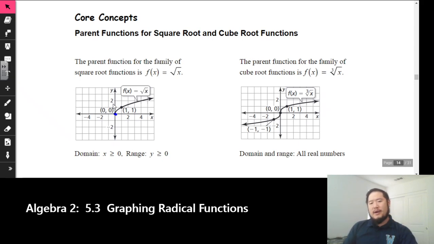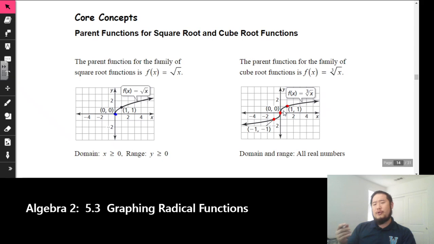Now, for the next one, we have the parent function for a cube root. A cube root happens to have this S-shaped graph. There are three main points that you're always going to be looking for. One is where's the middle? This one happens to be at the origin. Point 1, point 2, point number 3 right there.